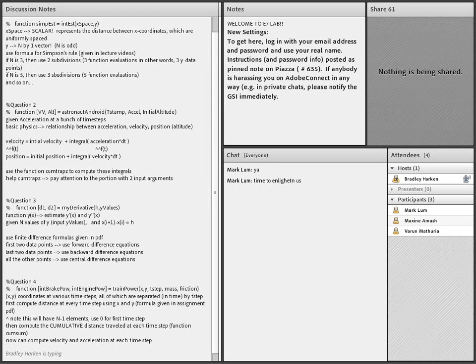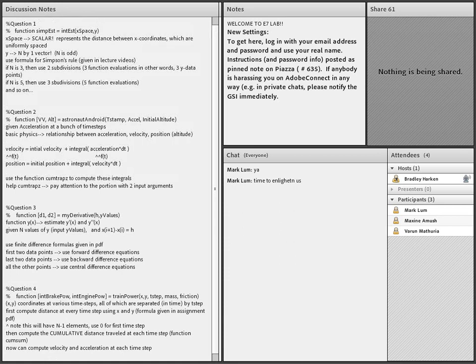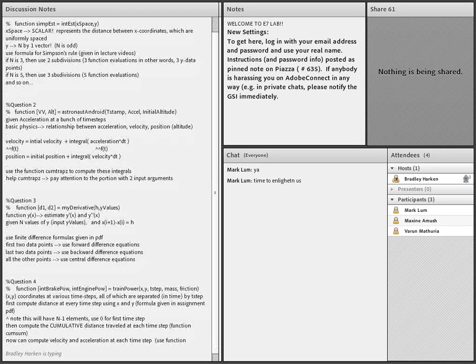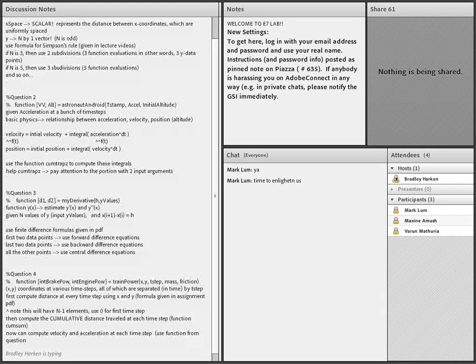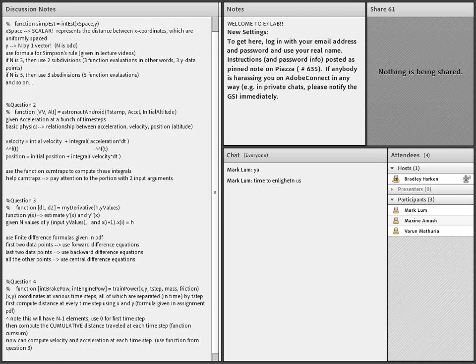So once you have the cumulative distance traveled, you simply differentiate that twice, or you differentiate it once to get the velocity, and you differentiate it again to get the acceleration. Note that we just wrote a function to do that for us. So that step shouldn't be too hard once you've done question 3 as well.